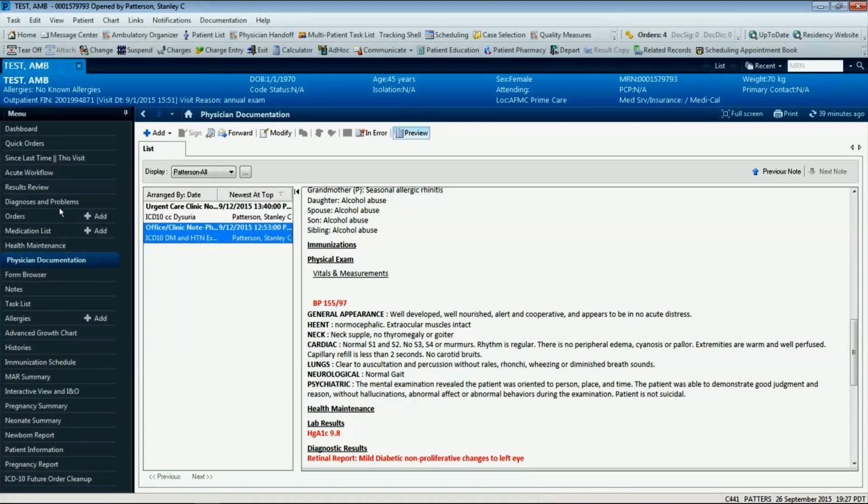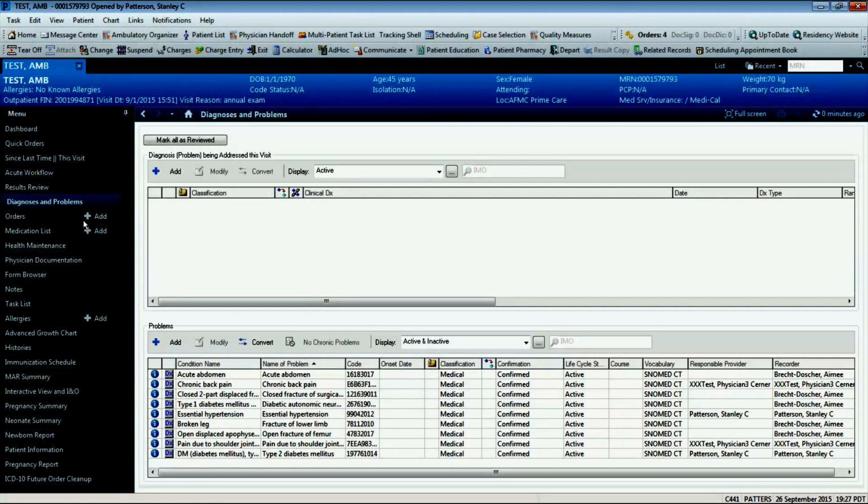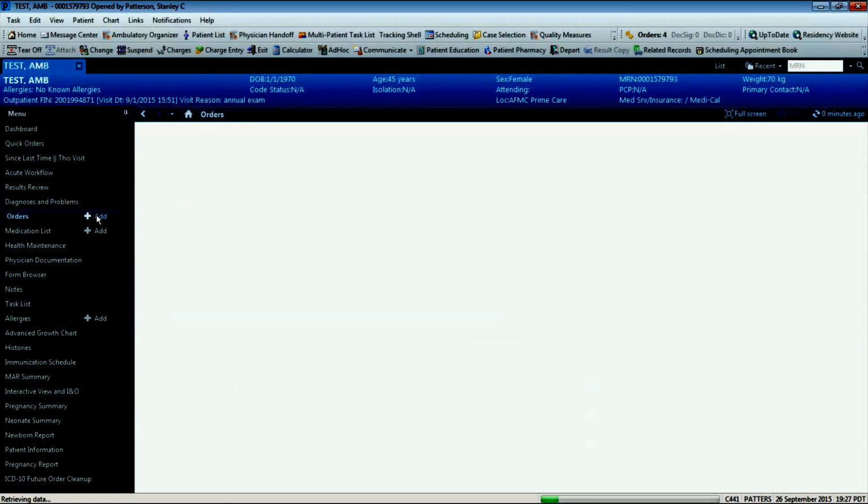So let's talk about what our codes would be. Remember, there are different places to put in the codes, but I'm going to use diagnosis and problems. Other people like to put in their codes under the order section. I'm just going to show that real quick.